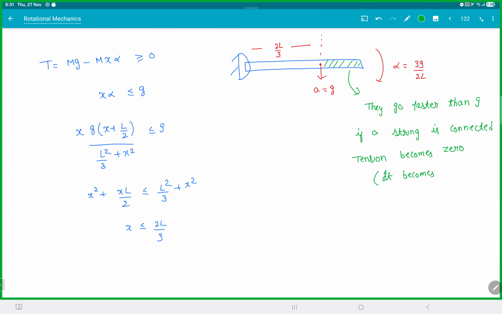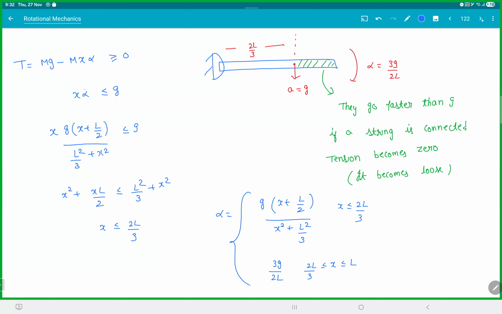So if you had connected the block greater than 2L by 3, the answer would have been the same as the previous question. Right, Arya. So therefore, what is your answer then? So alpha will be that weird result which you got, g into x plus L by 2 by x square plus L square by 3. This is valid for x less than or equal to 2L by 3. And 3g by 2L, your regular answer, as if the block doesn't exist, for x greater than 2L by 3.